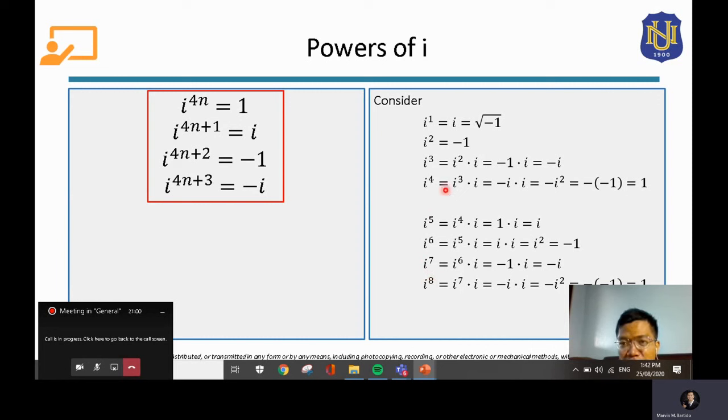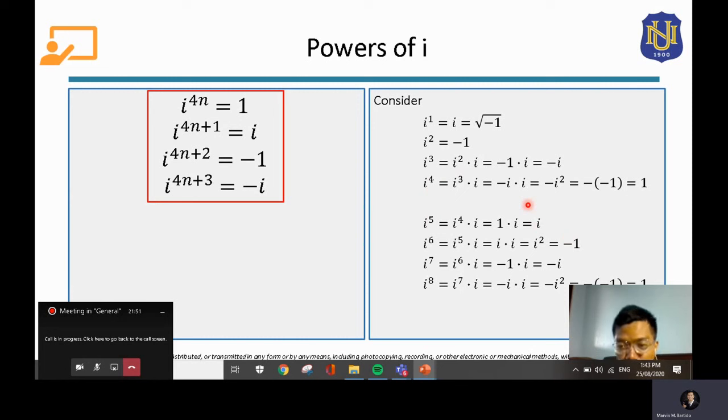So from here we can actually derive a conclusion. As you can see, from here to i to the fifth, the answer just went back to the first i, which is i raised to the first power. And in i to the sixth, it is just the same as i squared, which is negative 1. And then i to the 7th is the same as negative i, which is i cubed, right? And i to the 8th is also just the same as i to the 4th. And if you solve for i raised to the 9th power, you can notice that the answer will just be i.